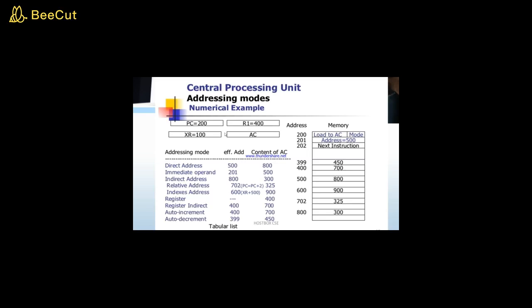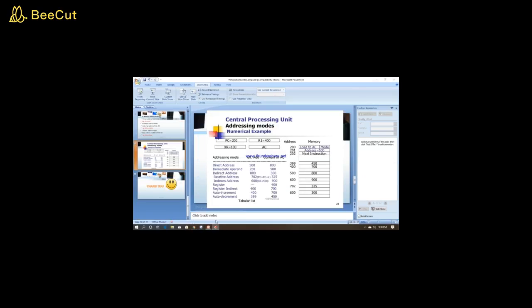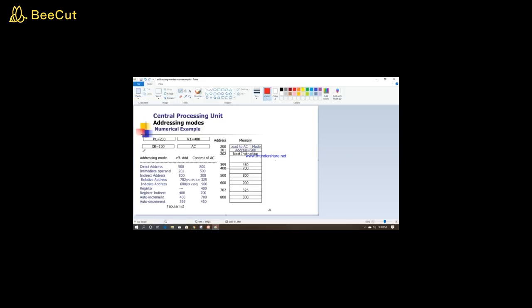So consider a numerical example given here. The PC value starts from 200, R1 value is 400, the accumulator has some value by default, and the XR value is 100. So I will go here and explain, and you can catch it easily. First we will write the names of the modes: direct mode, immediate mode, indirect mode, relative, index, register, register indirect, auto increment, and auto decrement. Any order can be used. Now we can go for the sum.